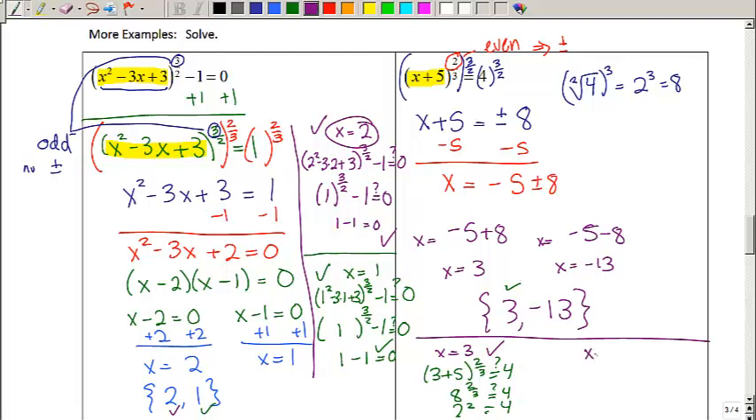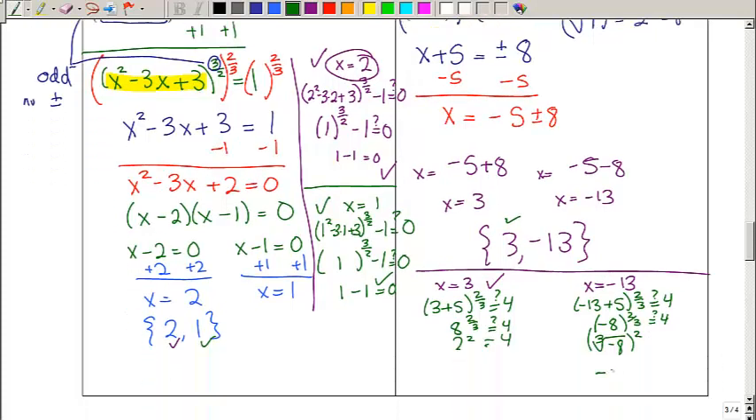Next, let's check x is equal to -13. -13 plus 5, all raised to the 2/3, is supposed to equal 4. -13 plus 5 is -8. The cube root of -8 is -2, and -2 squared is 4. And this does check out as well. So both of those are valid solutions.